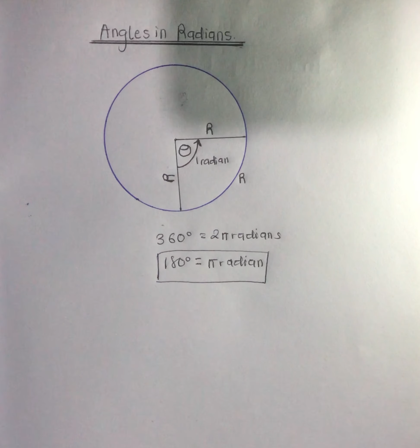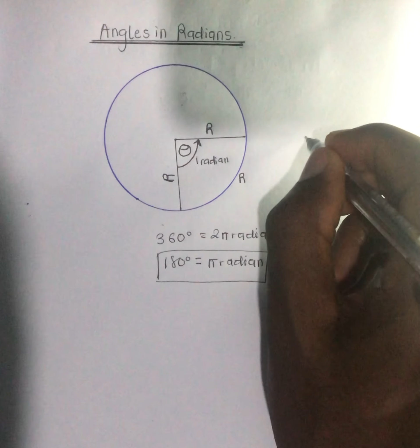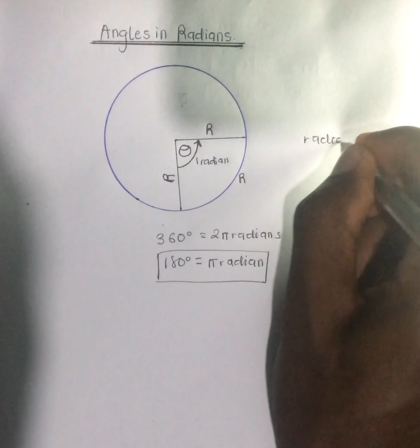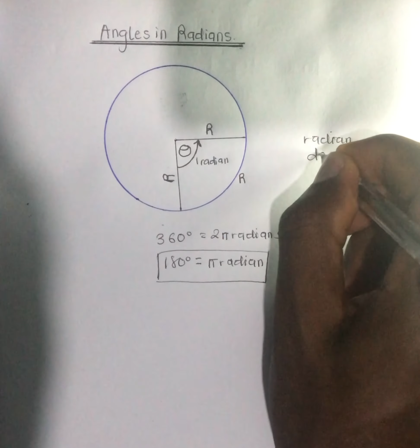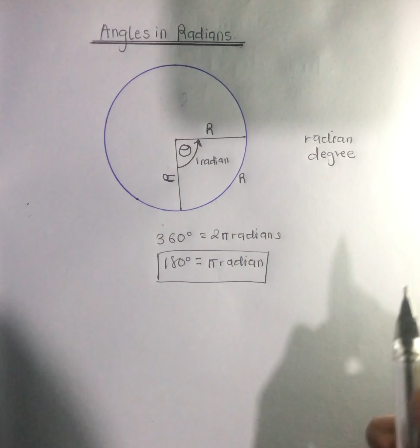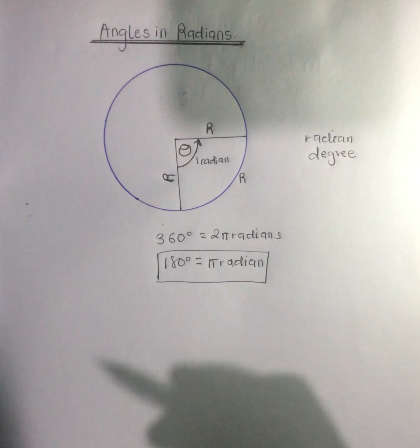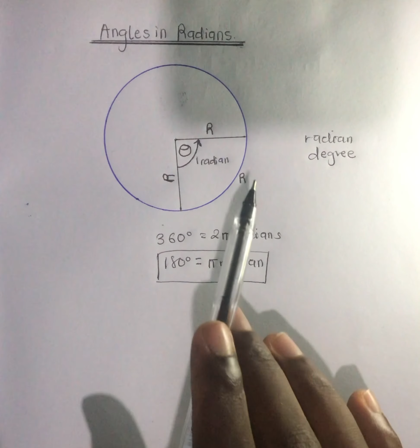This is Teach Me Maths, and today we will be looking at angles in radians. Now there are three different ways of measuring angles: radians, degrees, and the third one, steradian. But we won't be talking about steradian since it's used for measuring solid angles, and what we have here is plane angles.